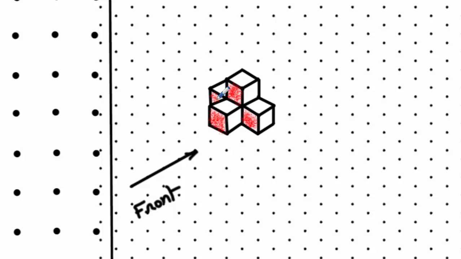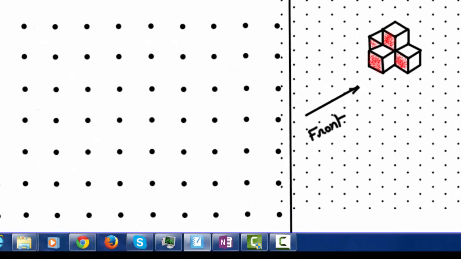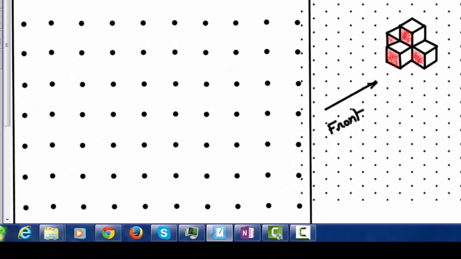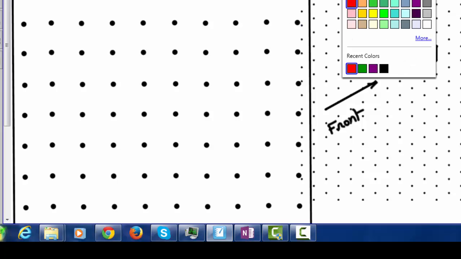So these are the 4 faces of this shape that I can see from the front view. So now it's time to draw these 4 faces. And to draw it, I'm going to try to draw it with the same color, which is red.